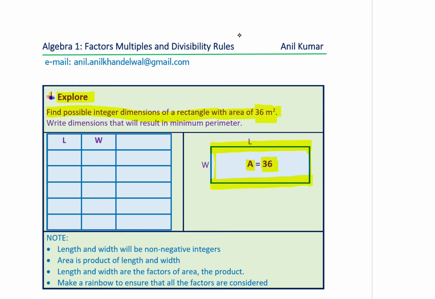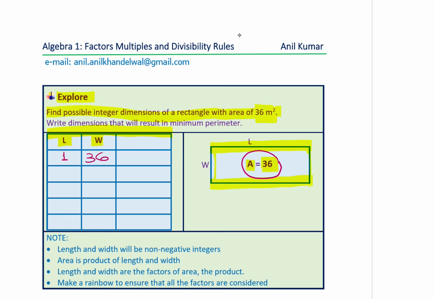We can make a table as shown here with one column for length and the other one for width. And what are we looking for? We are looking for an area of 36. So if I take 1 unit of length, what multiplied by 1 gives us 36? Simple. 1 times 36 is 36. So we get one combination, correct?